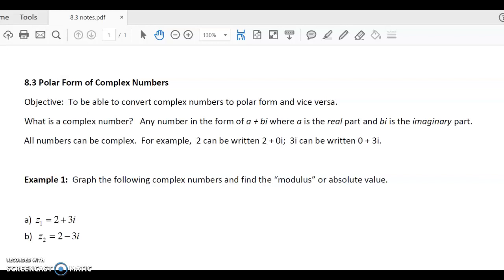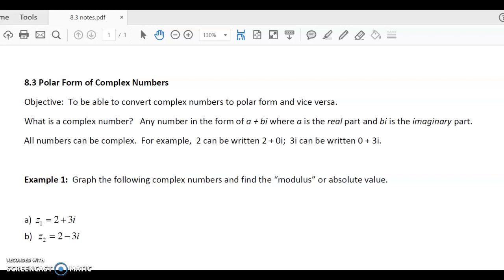In Algebra 2, you remember hopefully what a complex number is. In case you forgot, I wrote it down here. It says any number in the form of a plus bi, where a is the real part and bi is the imaginary part. All numbers can be complex. For example, 2 could be written as 2 plus 0i. 3i, which is purely imaginary, could also be written as 0 plus 3i.